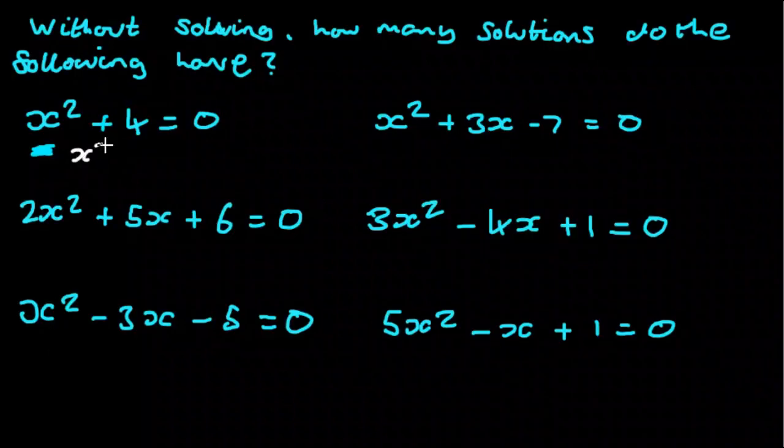In the next example, we want x squared is equal to negative 4. This clearly has 0 solutions because you can't take the square root of a negative number and get real solutions back out. For the next ones, we're going to use something called the discriminant.